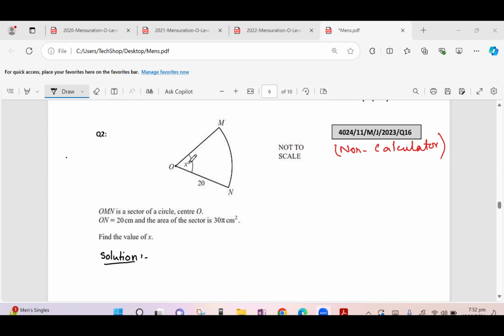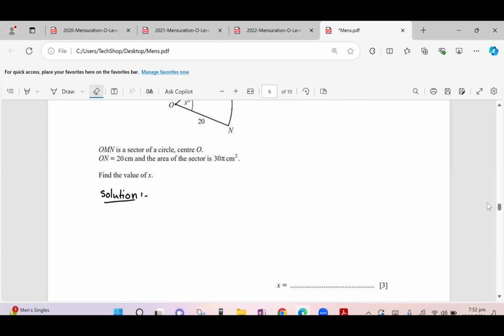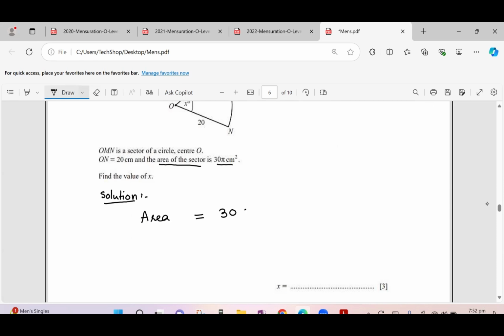X is basically the angle. So recall the formula of area of a sector. It is x upon 360 times pi r squared. Right. Area of sector is x upon 360 times pi r squared. So the technique is, in this question, the area of the sector is given here, so you have to take this area. Area of sector equals 30 pi, right?